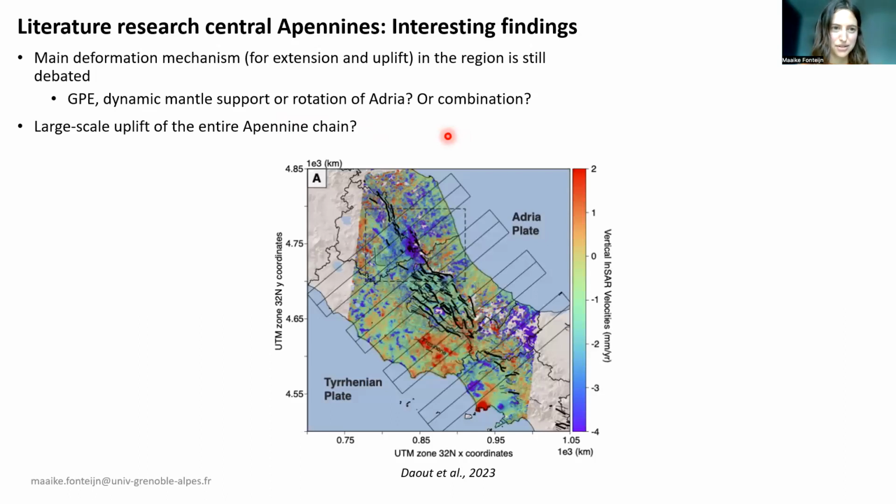Then there's a question about the uplift of the Apennine chain. GPS studies argued that the entire Apennines are uplifting with 1 to 2 millimeter per year. However, the new InSAR study cannot confirm this geodynamic uplift. Here you see the uplift from that study. So uplift will be more orange-red, but in general, it even shows more subsidence than uplift. So the question is: is there really a geodynamic uplift in the Apennines or not?